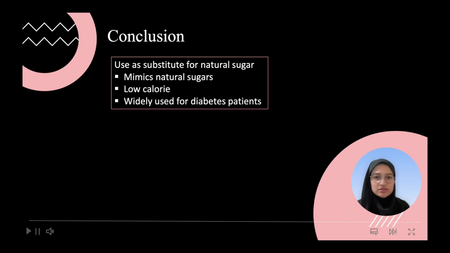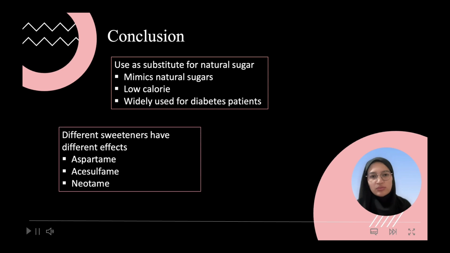In conclusion, artificial sweeteners are widely used as substitutes for natural sugar because they mimic the sweetness of sugar but are much sweeter, so only a small amount is needed to achieve the same taste. This makes them low in calories and suitable for people with diabetes or those aiming to reduce their sugar intake.